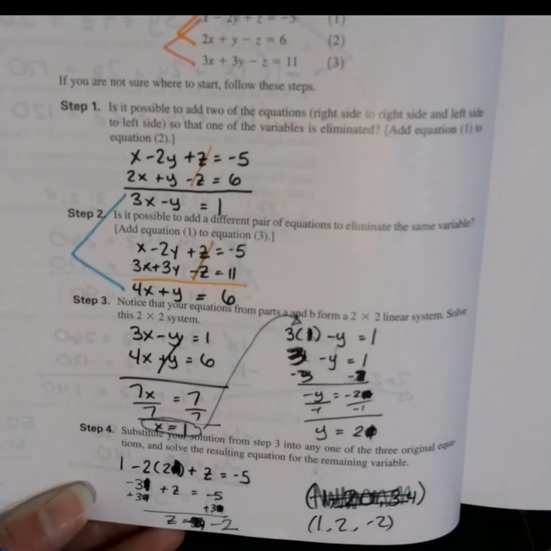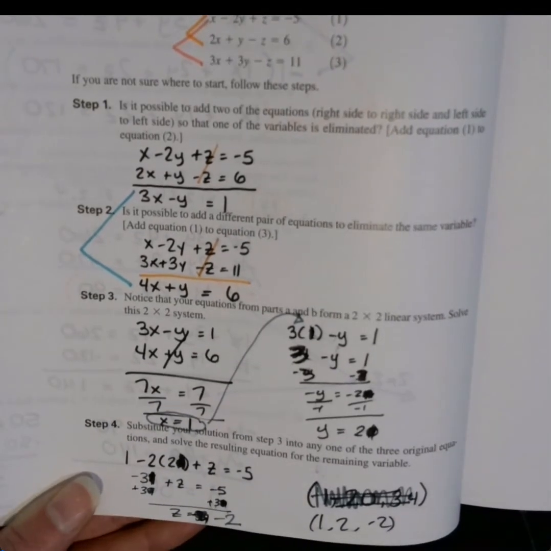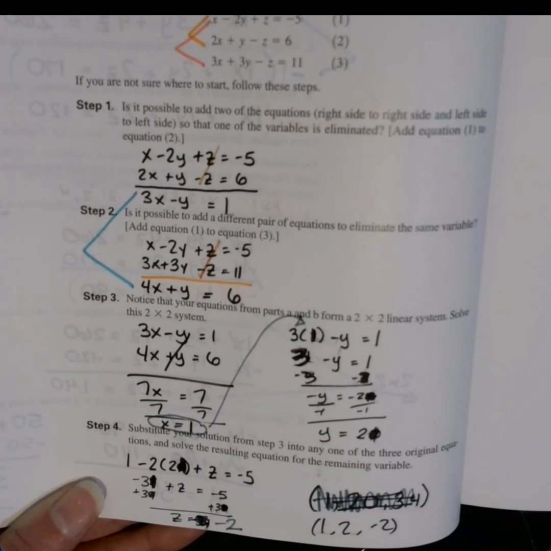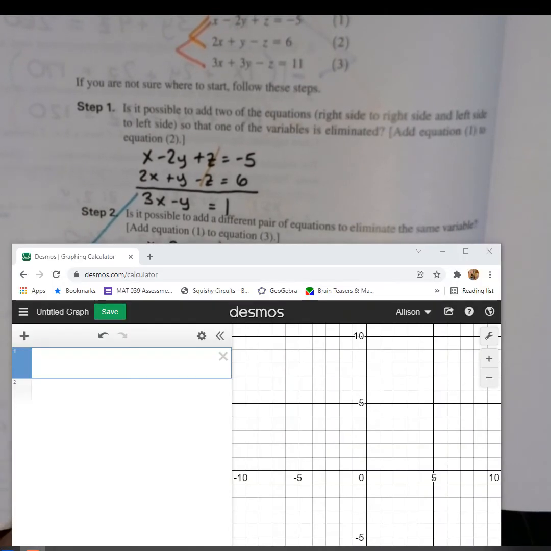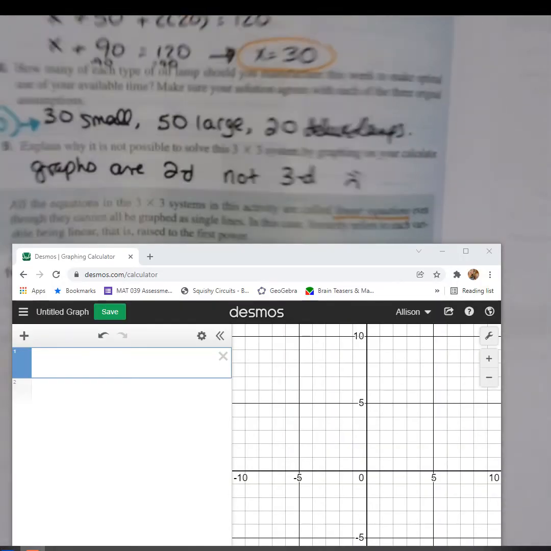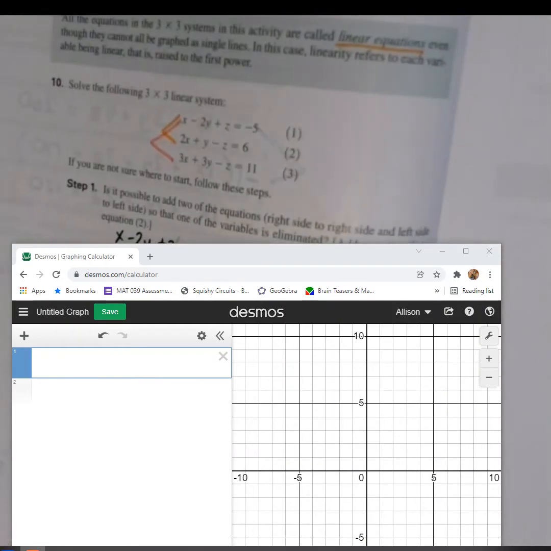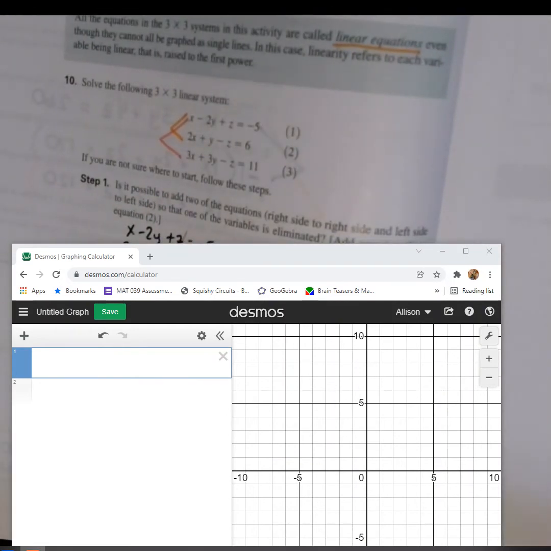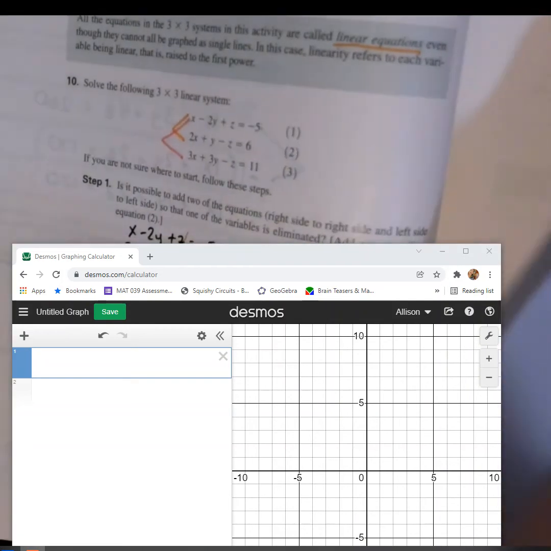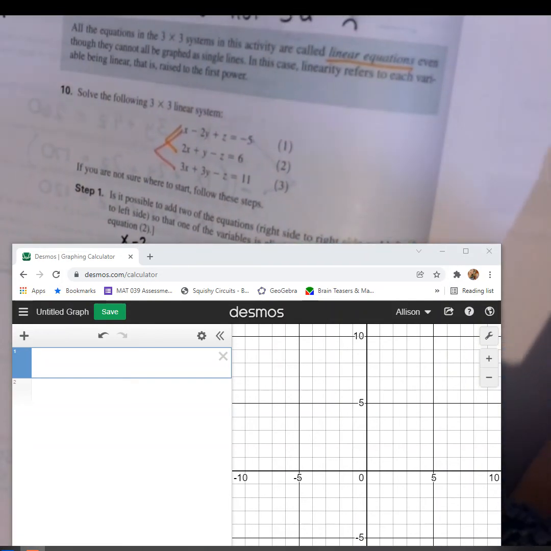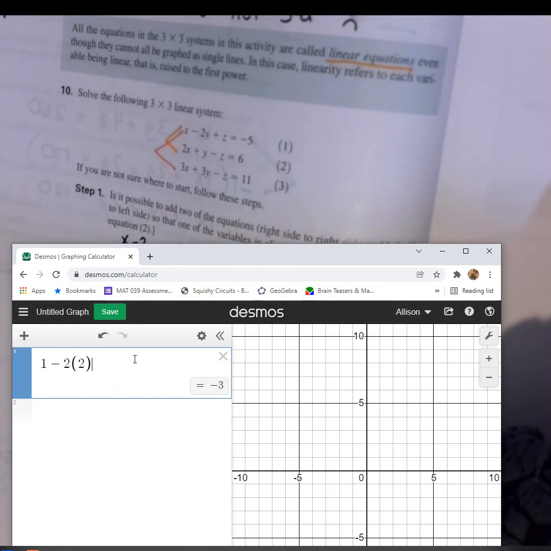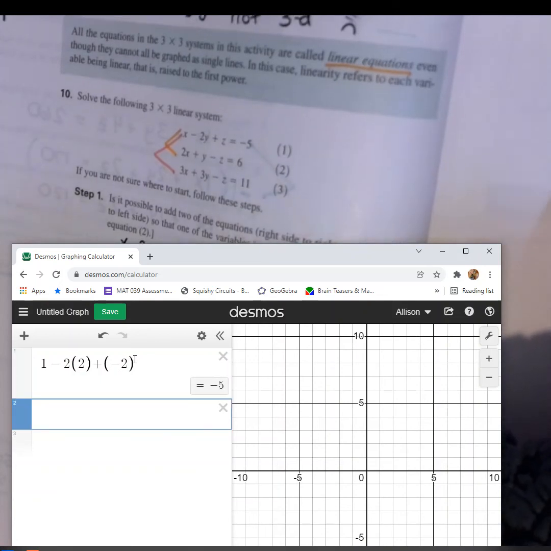Now, I want to check these real quick. So I'm going to go to my math lab, I mean Desmos. And in each of my equations, I want to input those values just to make sure. So in the first one, our x value is 1 minus 2 times the y value, which was 2. So I have 1 minus 2 times 2 plus z, which is negative 2. And that gives us negative 5. So we checked it in the first one.